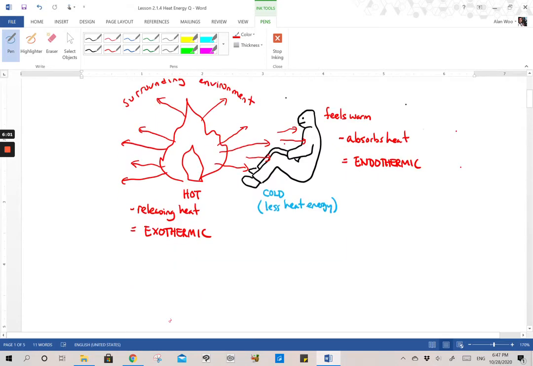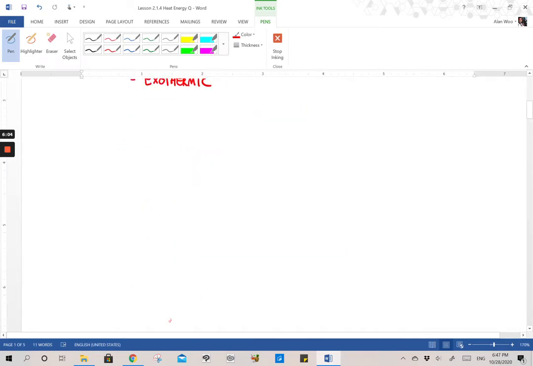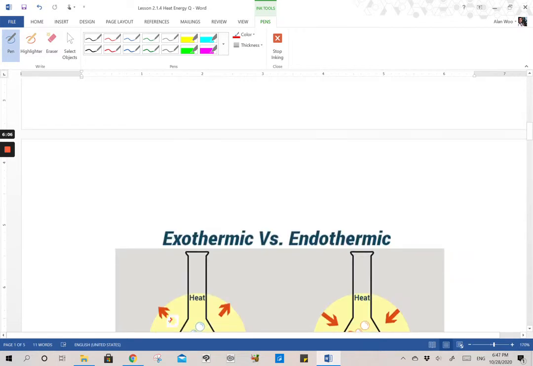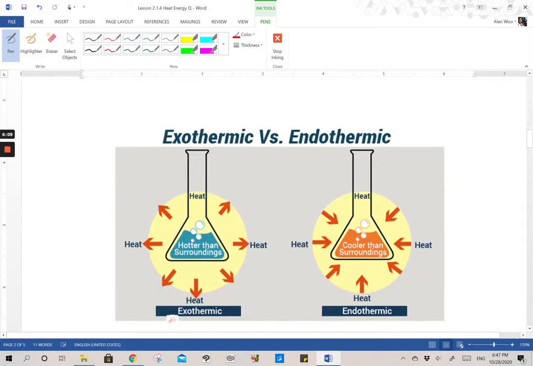So let's take a look at these endothermic reactions and exothermic reactions in the context of a chemistry lab. So here in this image, we can see that there are two beakers. Oh, actually, sorry, my mistake. There are two Erlenmeyer flasks. Both of them have a substance inside. In the first one, the substance is very hot. Okay? If the substance is hotter than the surrounding, it generates heat. Okay? So all of these little arrows pointing outwards is pointing out into the environment.